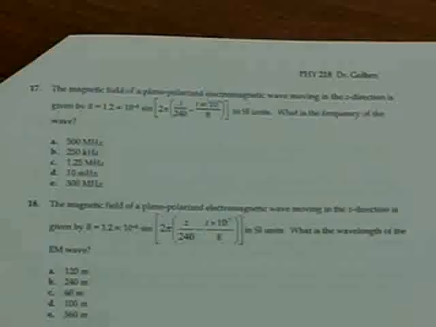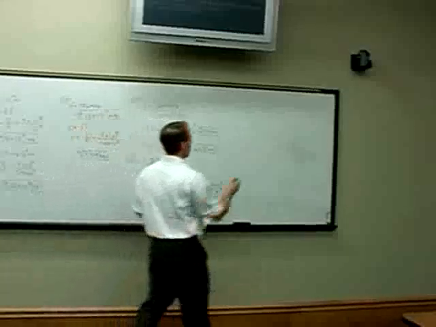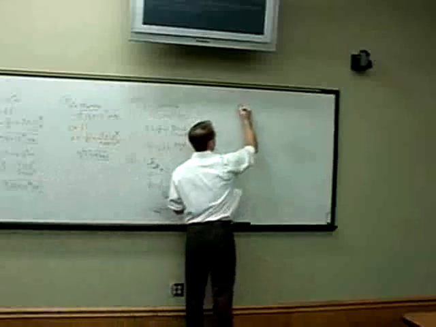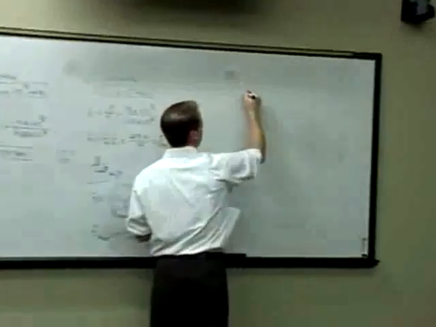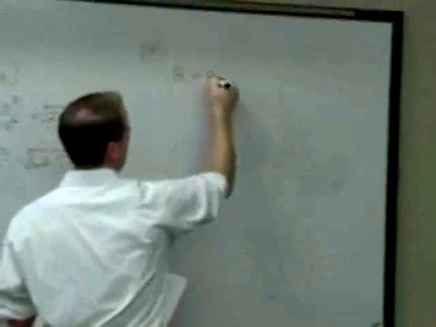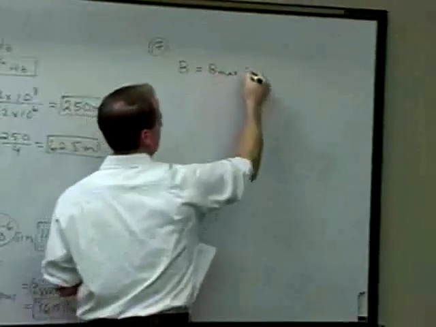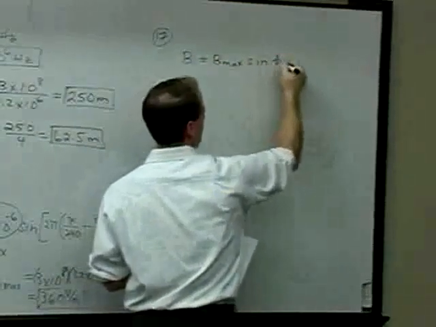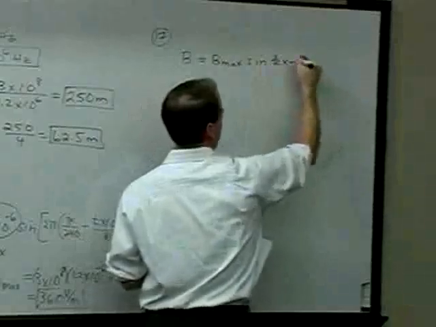Great. Problem 17. The magnetic field of a plane polarized electromagnetic wave moving in the z direction is given by B equals 1.2 times 10 to the minus 6 sine of all that stuff in SI units. What is the frequency of the wave? All right, so basically we're looking at something like this: B max sine kx minus omega t.